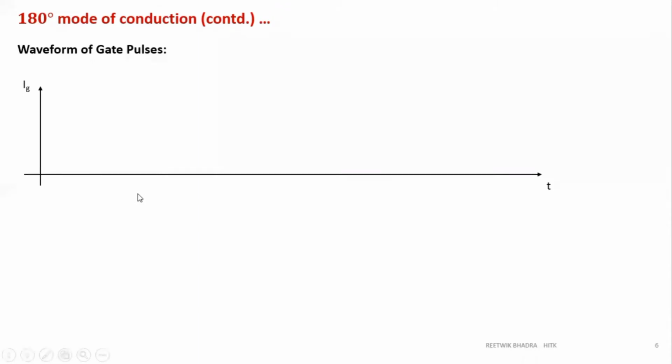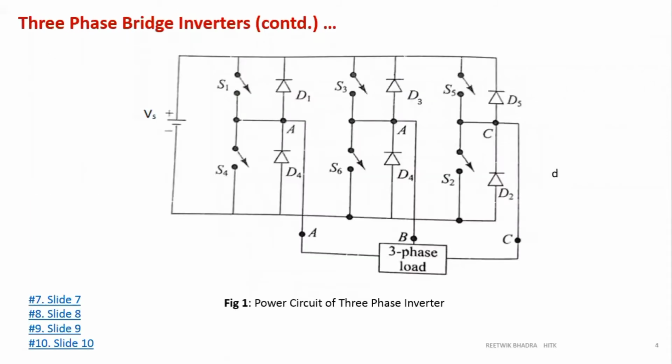First, we consider 360 degrees as my sine wave. I will divide my 360 degrees into 6 equal parts, each of 60 degrees. So my next work is dividing each duration by 60 degrees: 0 degree, 60 degree, 120 degree, 180, and so on to 360. Next, I have to take care that S1 and S4 don't turn on at the same time, S3 and S6 don't turn on at the same time, and S5 and S2 don't turn on at the same time.